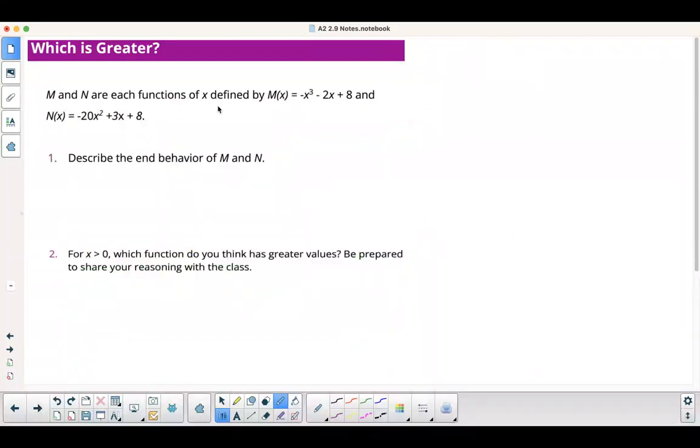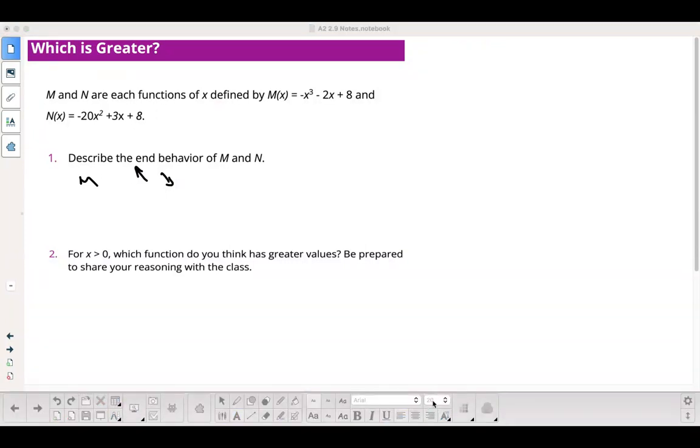All right, so here's m and n. M is right here, negative x cubed minus 2x plus 8, and here's n, negative 20x squared plus 3x plus 8. Describe the end behavior of m and n. So m, odd, negative. So odd, negative would look like that. So I'm going to use their terminology because that's how the book is going to do this.